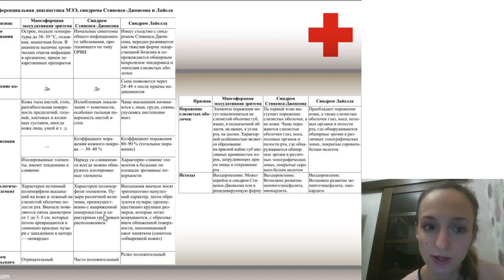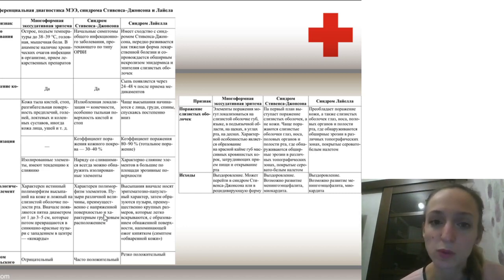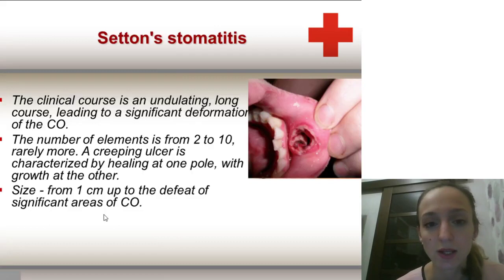And it is a differential diagnosis from our book. So in the previous slide I wrote the table for you. Sutton's stomatitis. Look at the case.